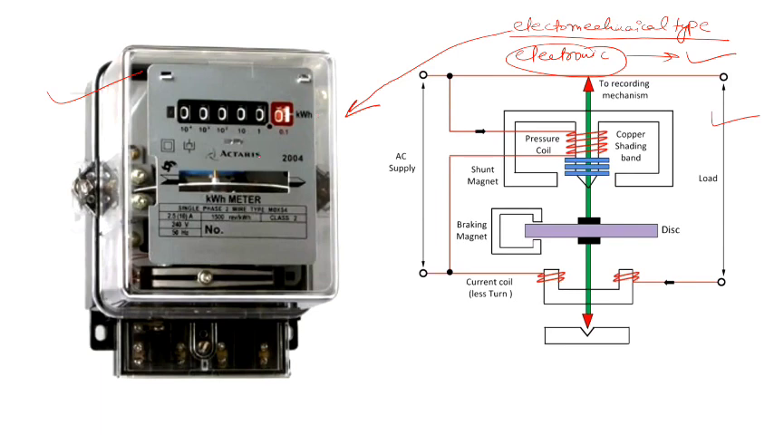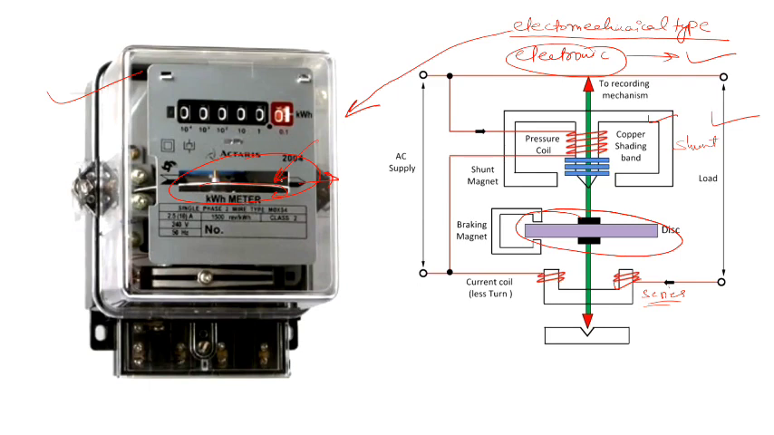It basically comprises a rotating aluminum disc, as you can see here as well as in the internal circuit diagram, which is placed on a spindle between the two electromagnets. These are the two electromagnets. This is your shunt and this is your series magnet. Eddy currents are induced in the aluminum disc when it cuts the flux produced by these two magnets, and as a result of the interaction of eddy currents and magnetic fields, a deflecting torque is produced in the disc, and the disc slowly starts to rotate. The speed of the disc is directly proportional to the amount of power being consumed.